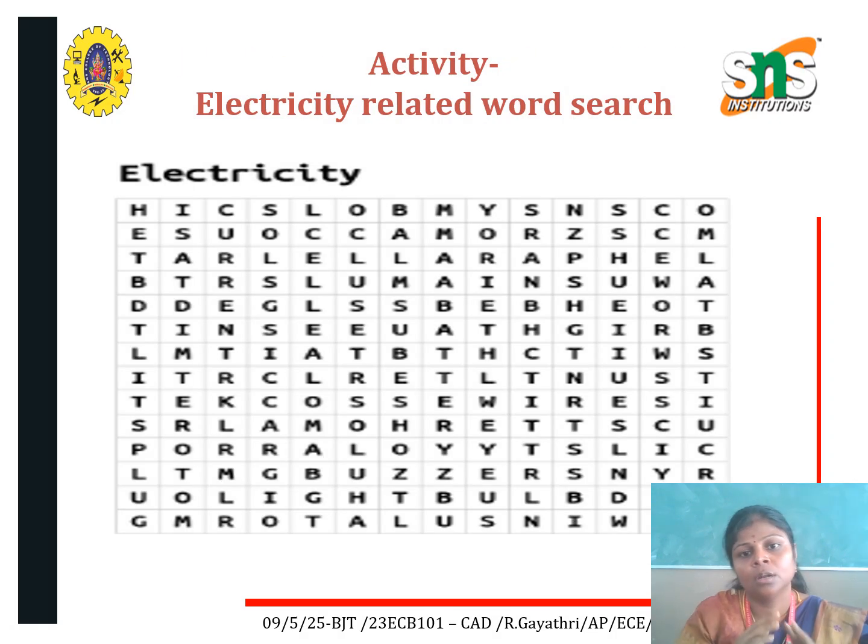Then there is one activity. From this puzzle you can select the electricity related words, such as wire, current, switch, main, which can be found in this puzzle.